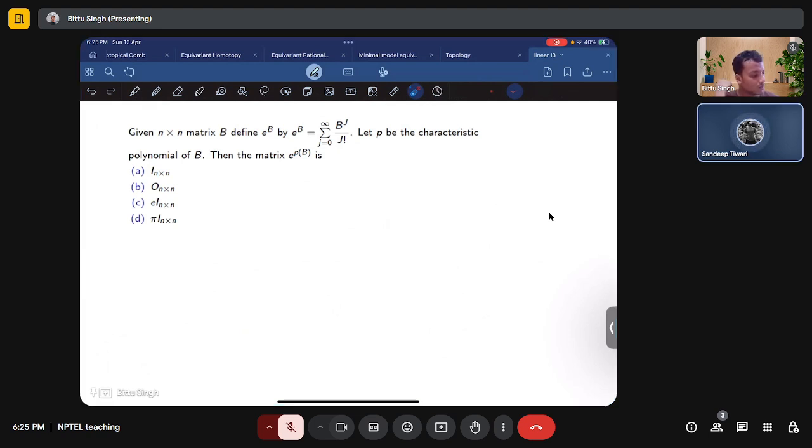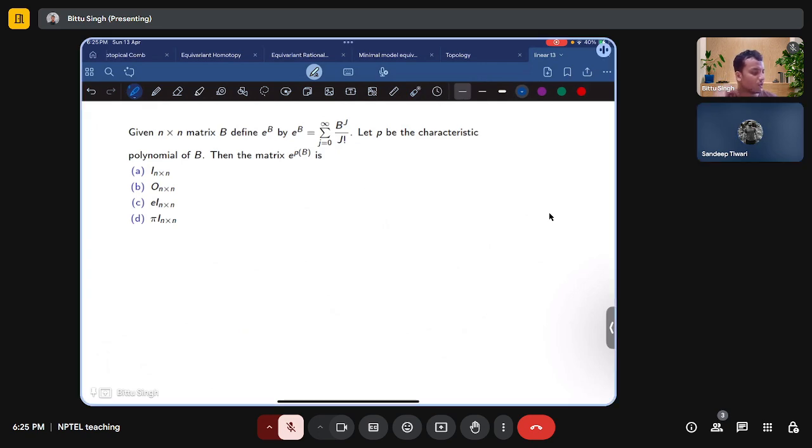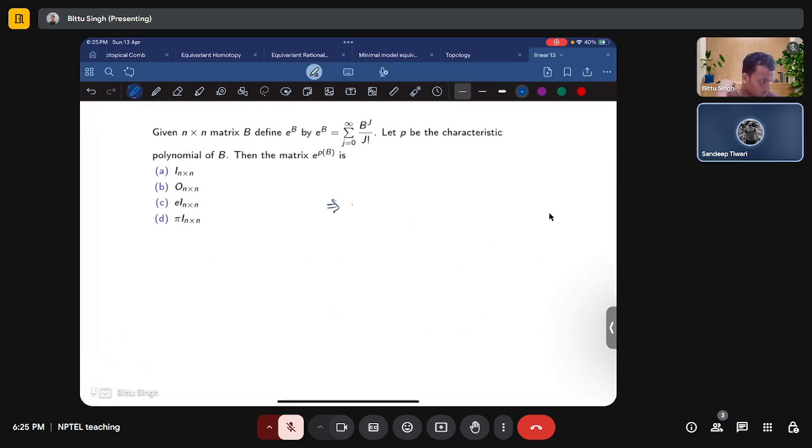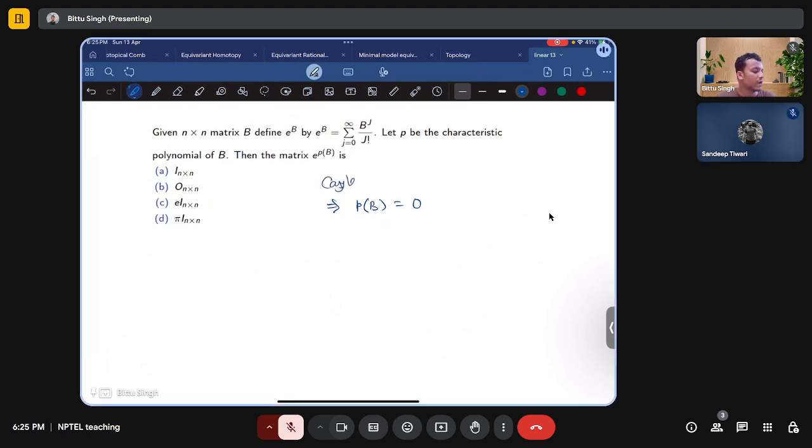And the characteristic polynomial of B, p, evaluated at B will be 0. So e to the power 0 will be identity. Cayley-Hamilton says that every matrix satisfies its characteristic polynomial. That's why p(B) is the zero matrix.